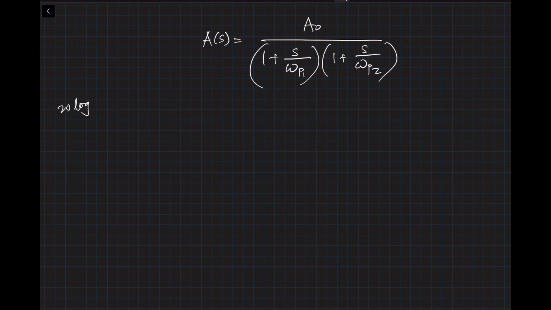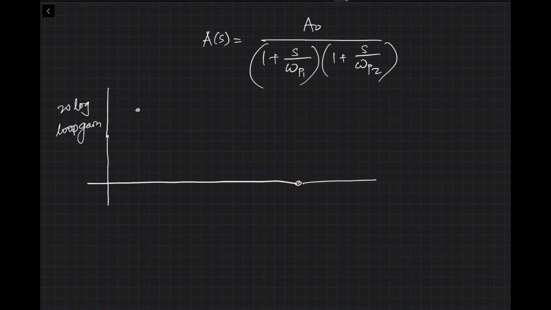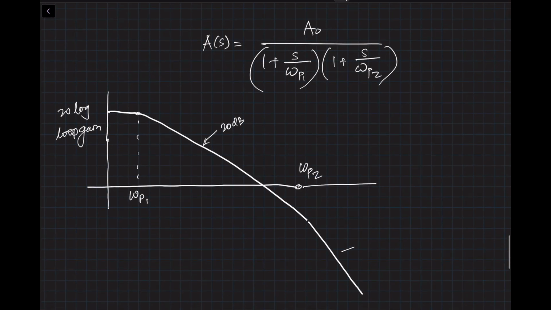20 log of loop gain is going to look like this. Let's say this is the location. So this is my first pole, omega P1, and this is my second pole, omega P2. So this would be your minus 20 dB per decade, and this is another minus 20 dB per decade, so this would be minus 40 dB per decade. This is all the things that you learned from the Bode plot lecture, okay? And this would be your frequency in the log scale.